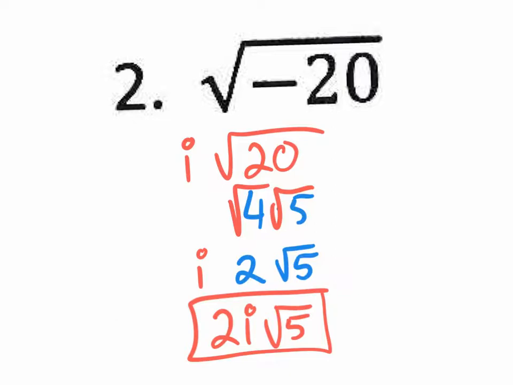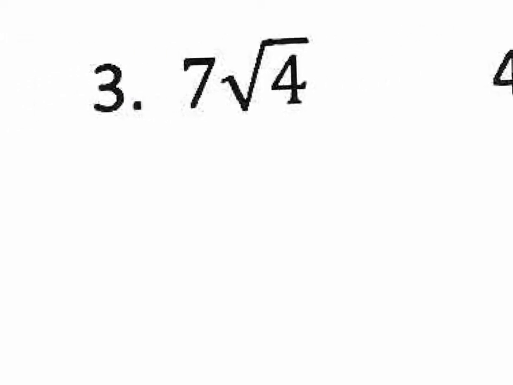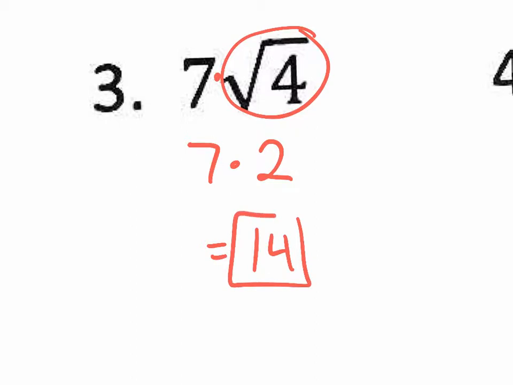Moving on. Number 3. Everybody should tell me the answer to that just by looking at it. What's the answer? 14. Because this really says 7 times the square root of 4. And everybody should know that the square root of 4 is really 2. So what it really says is 7 times 2, which equals 14. If you got it wrong, it's okay. Just make sure you understand that. Whenever you have a square root, try to simplify it. And then worry about the rest.